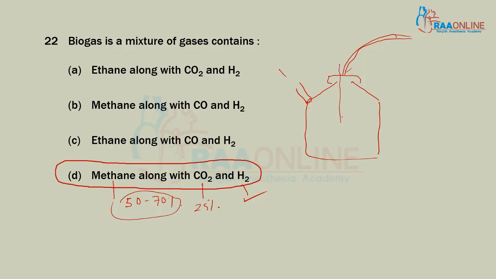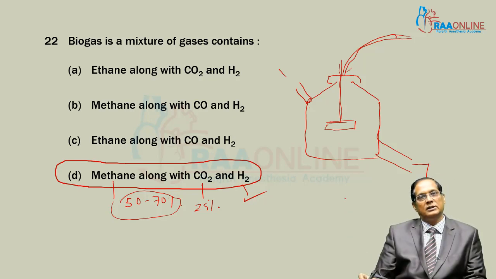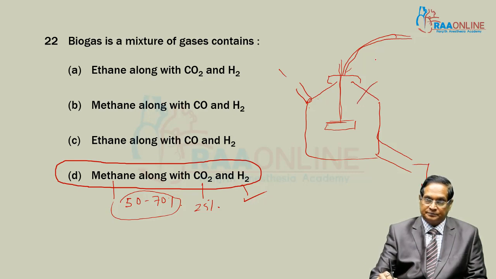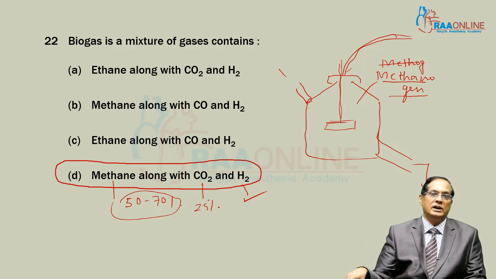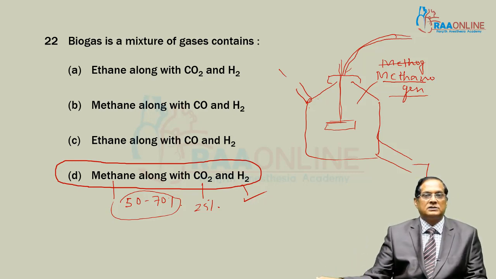In this tank, there is also a structure for the stirring work. After digestion, the digested dung is removed from the tank and sent to the soil for the preparation of compost. In cow dung or cattle dung, methanogens are present. They are archaebacteria found in ruminant animals, and they are responsible for the production of methane.